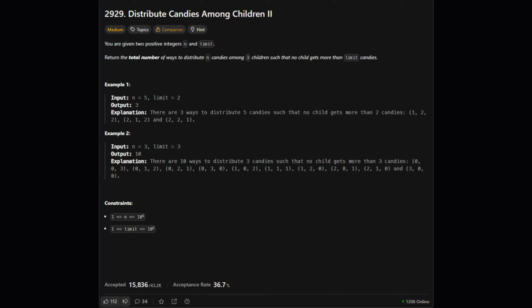Alright, so here's the problem. We're given two positive numbers: n, which is the total number of candies we have, and limit, which is the maximum number of candies any single child can receive. Our job is to figure out the total number of ways we can distribute these candies among exactly 3 children. The main rule is that no child can end up with more candies than the limit.